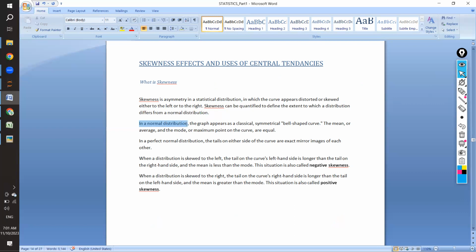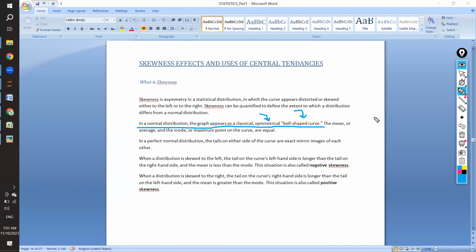So in a normal distribution, the graph appears as a classical symmetrical bell-shaped curve. The mean, or the average, and the mode, or maximum point of the curve, are equal. This is an extremely important point which you are seeing. It is bell-shaped and also symmetrical.